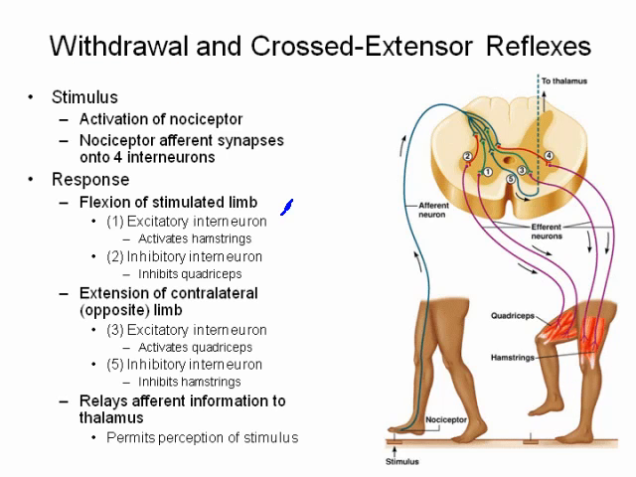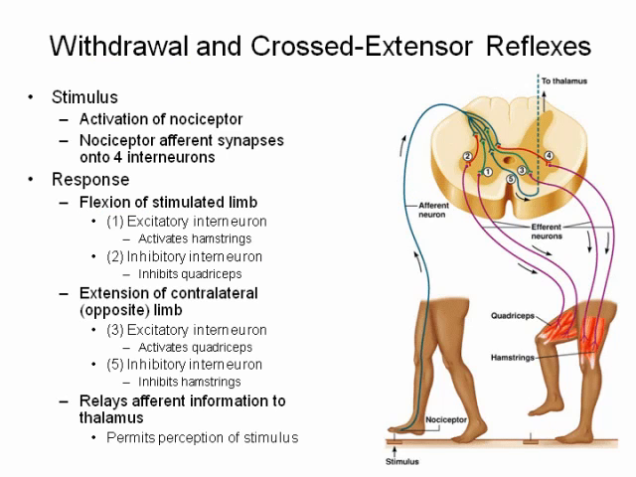For this to happen, we have an excitatory interneuron that is going to activate the hamstrings and an inhibitory interneuron that's going to inhibit the quadriceps. Now these are shown here. This is the excitatory interneuron that is going to activate the hamstring. And this is the inhibitory interneuron that is going to inhibit the quadricep, and this causes withdrawal by causing flexion of the stimulated limb.